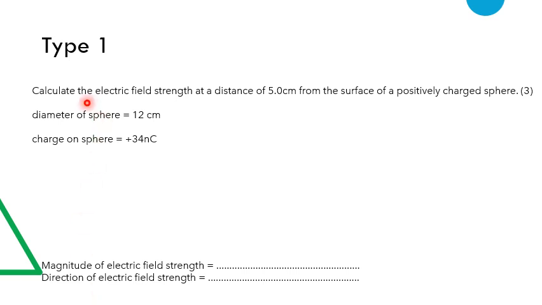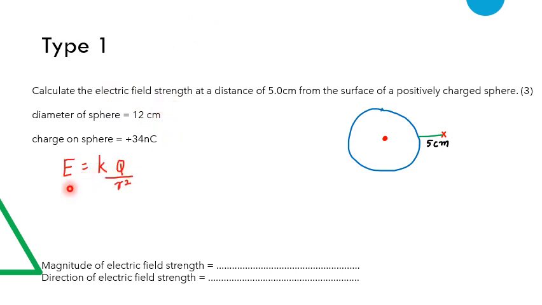In this question, you are requested to calculate electric field strength at a distance of 5 centimeters from the surface of a positively charged sphere. See, here is the sphere. We have a point somewhere here which is 5 centimeters from the surface of the sphere. Since this is an example for a radial electric field, to calculate the field strength we have to use the equation E = kq/r². K is Coulomb's constant and Q is the charge of the sphere.